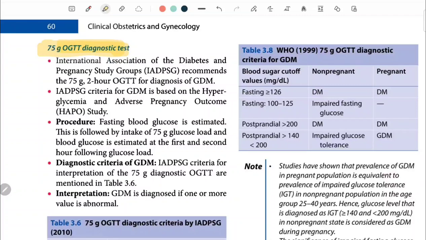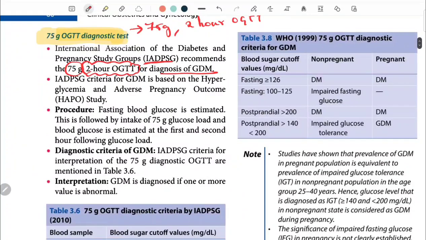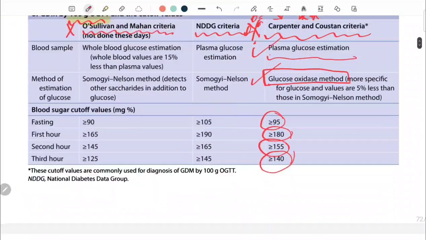We have IADPSG, very important guidelines. IADPSG, the International Association of the Diabetes and Pregnancy Study Groups, recommends a 75 gram 2-hour OGTT for diagnosis of GDM. Very important: 2-hour OGTT. If it was 100 gram glucose, it was a 3-hour OGTT. The most famous criteria is the Carpenter and Coustan criteria.